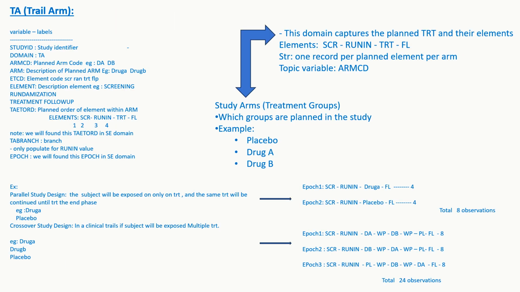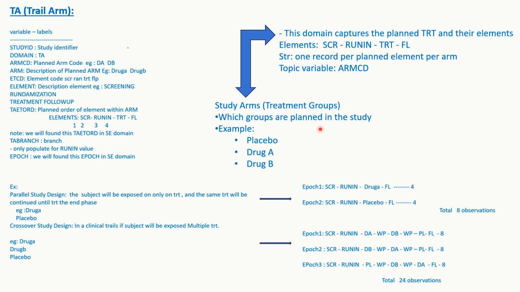TA domain. TA is nothing but trial arm. This domain captures the planned treatment and their elements. Elements are things like screening, randomization, treatment, follow-up. This we can call elements. Coming to the structure for the TA domain, it is one record per planned element per arm. The topic variable will be ARMCD. So even the trial design model domains have a structure as well as a topic variable.